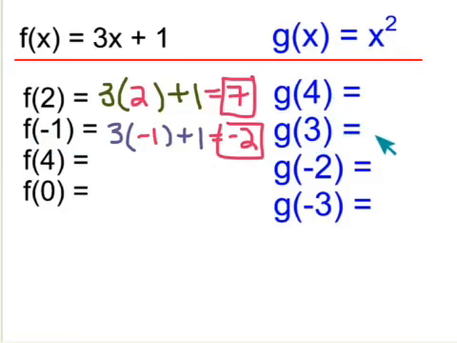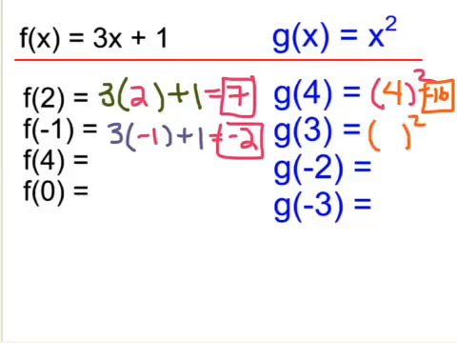Now let's come over here and do a couple of the G problems. G of 4. Now, we don't go over here because this is the F machine. We've got to go to the G machine. Remember, it squares the input. So G of 4 is inputting the number 4. We have to square 4, which is 16. So the answer to G of 4 is 16. Now let's look at G of 3. G of 3 means to square the input, which is 3. 3 squared is 9. So we say G of 3 is 9.